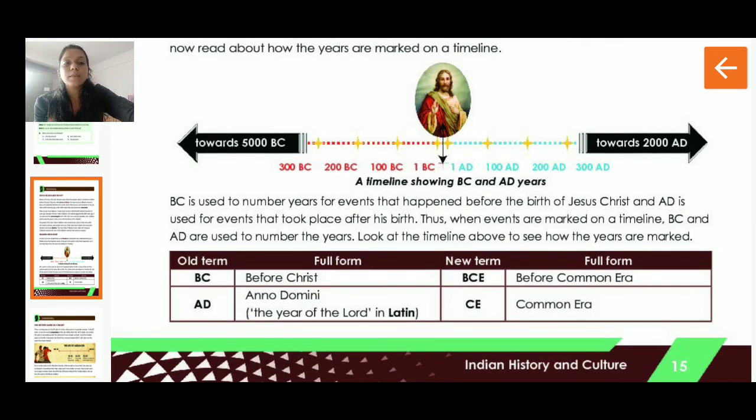You can see this table, right? They have given you the full form. BC is before Christ, AD is Anno Domini. Okay? Anno Domini, that is the year of the Lord. When Christ was born, the period after that is AD.